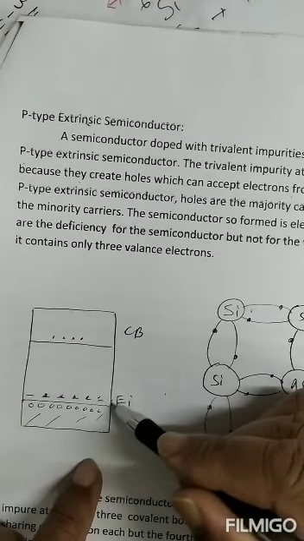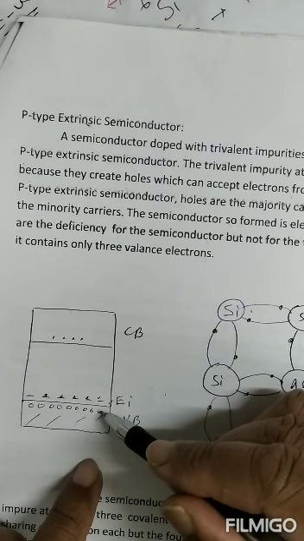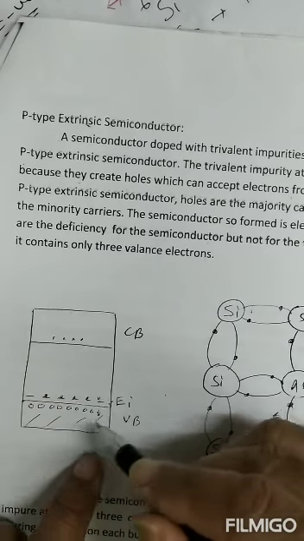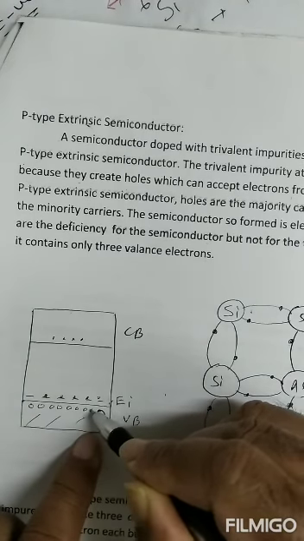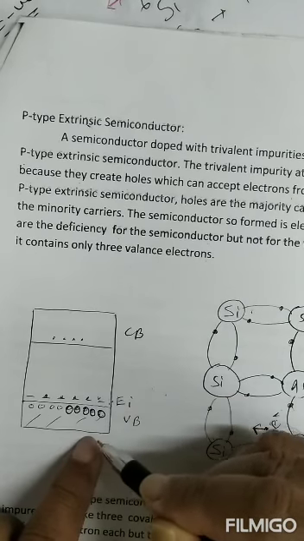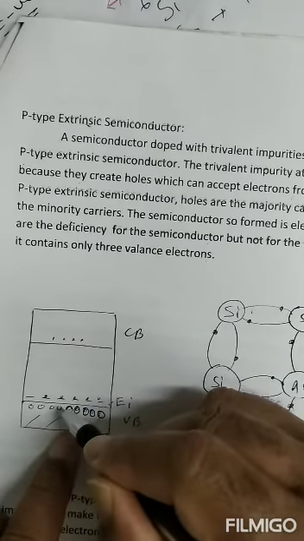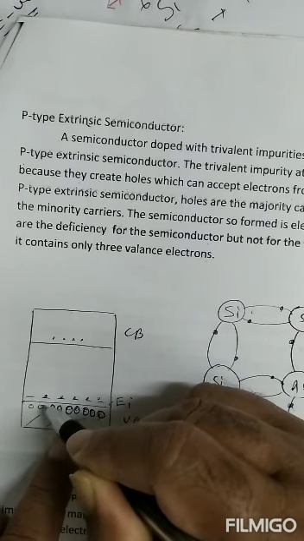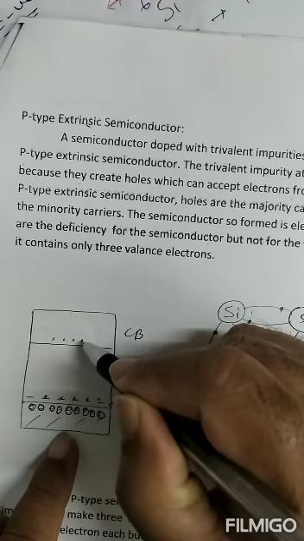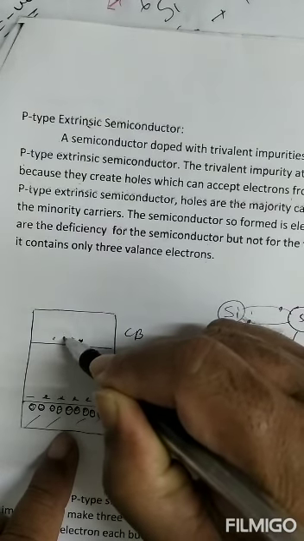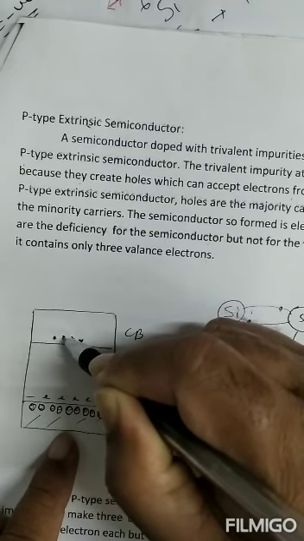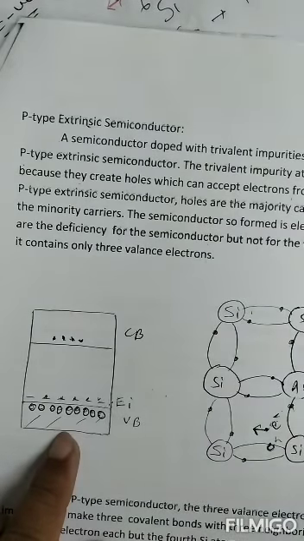Since this gap is very small, electrons can easily jump from the valence band to the impure energy level, creating a large number of holes in the valence band. Some of the electrons make the jump from the valence band to the conduction band, creating an equal number of electron-hole pairs in the conduction band and valence band.